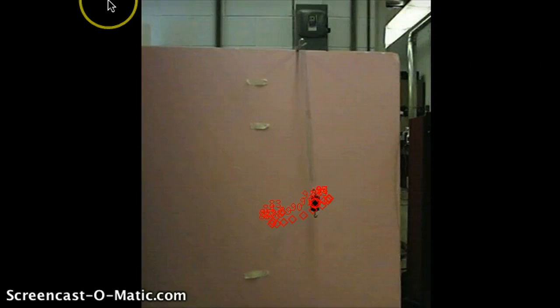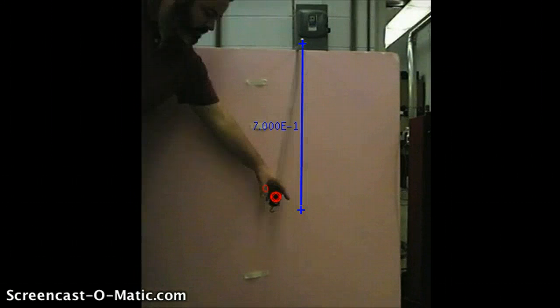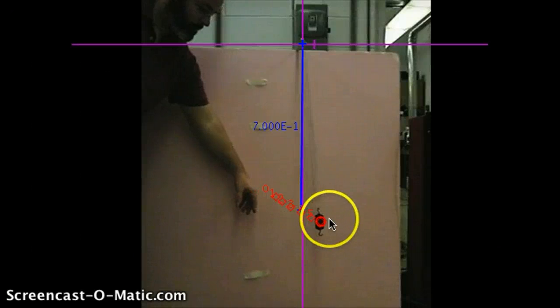We track the mass in Tracker. We set the calibration stick to the spring from the fixed hanging point at 0.7 meters right here as the spring is at rest. Then we set our axes as the origin at the fixed hanging spot, and we just continue to track the mass here, as you can see.